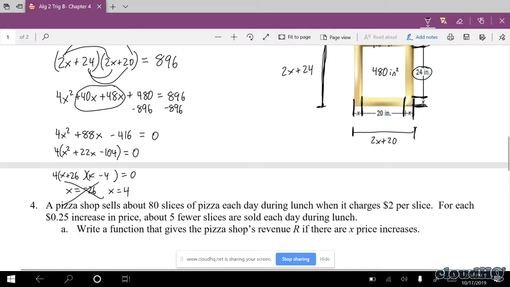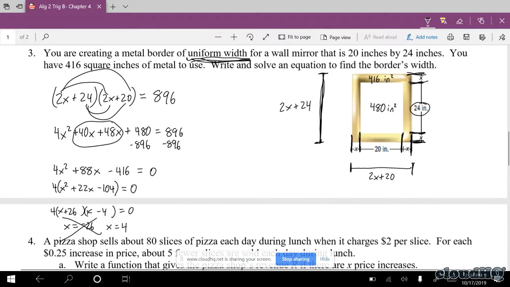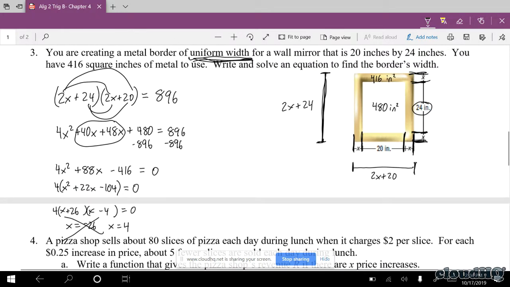X could be 4. Now be careful, make sure you read the question so we answer the right question, because that may or may not be the final answer. It says write and solve an equation to find the border's width, and the border's width was x, so that is our answer. We're talking about inches, so 4 inches would be our answer.